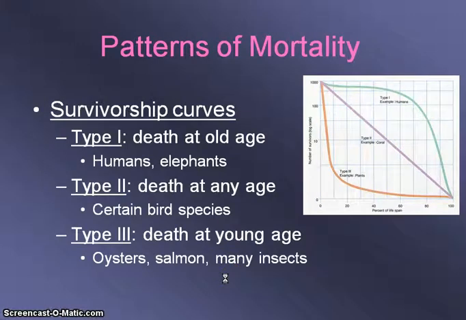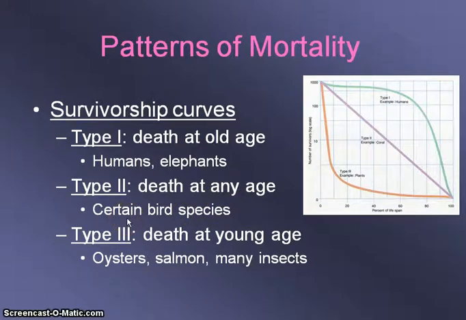Patterns of mortality can be shown in survivorship curves. There's 3 different types. A type 1 curve means that you have a higher probability of death at an old age. So this one here is a type 1 curve. So we would be an example of following a type 1 curve. The older we get, the more likely we are to die. Type 2 is this diagonal here in the middle. This is where you have an equal probability of death at any age.